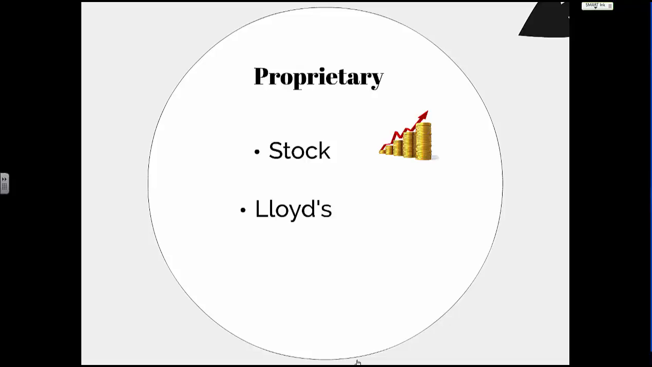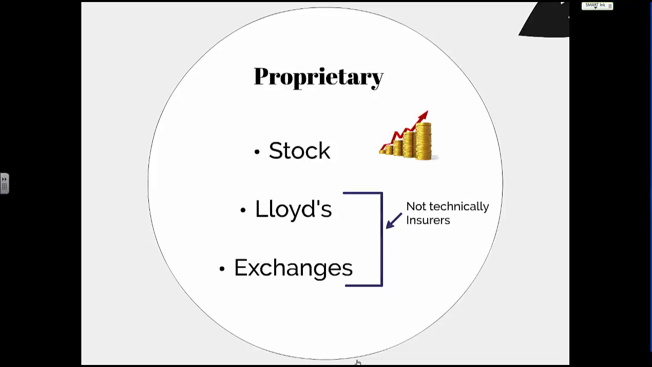The next 2 forms of proprietary insurers are Lloyd's of London and exchanges. Neither of these are actually technically insurers, but rather marketplaces for insurance companies. Lloyd's of London is extremely significant in the insurance world. We talked a little about Lloyd's of London in Principles of Risk and Insurance, and we'll talk about them at length in surplus lines and reinsurance. They're known primarily for insuring unique exposures.